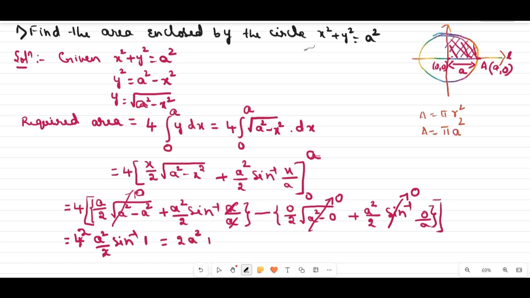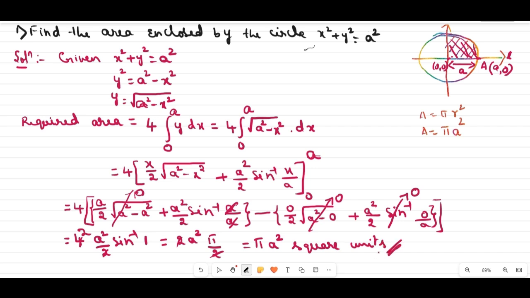Sine inverse 1 means it is pi by 2. So even this 2 gets cancelled. Final answer is pi a square. So this is what we should get as the area of the required circle: pi a square square units.